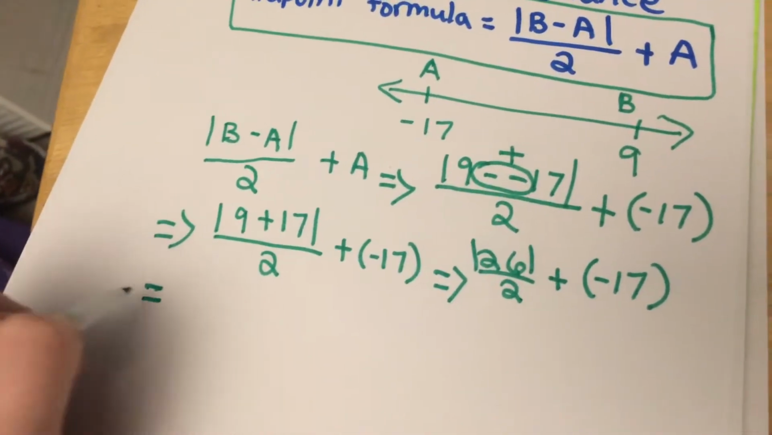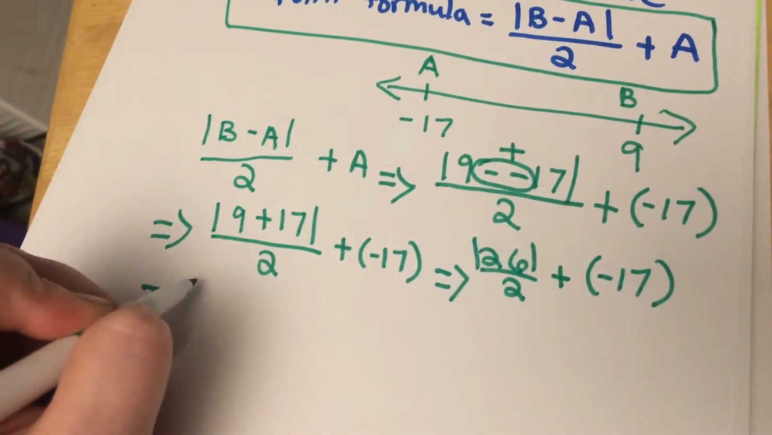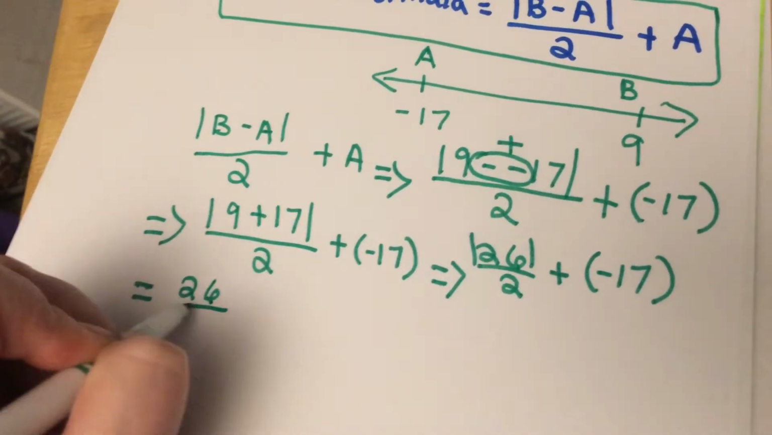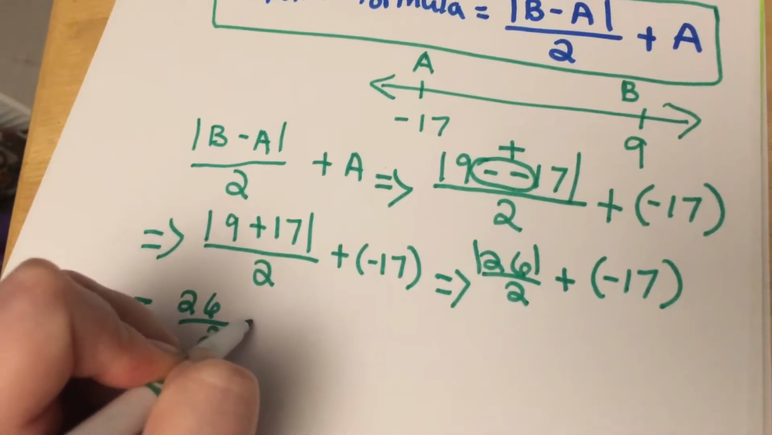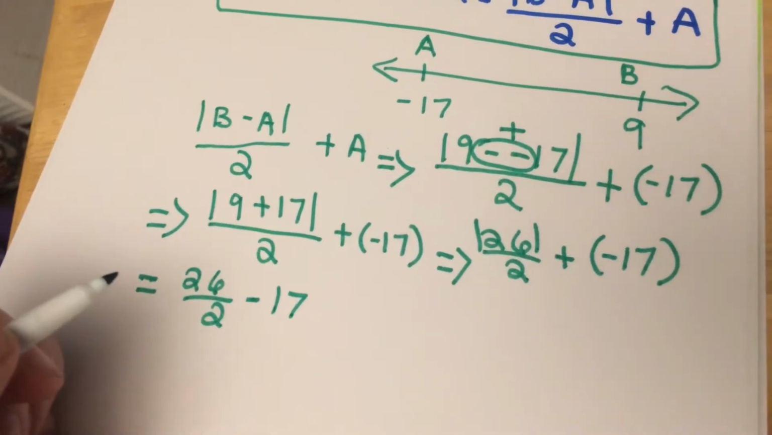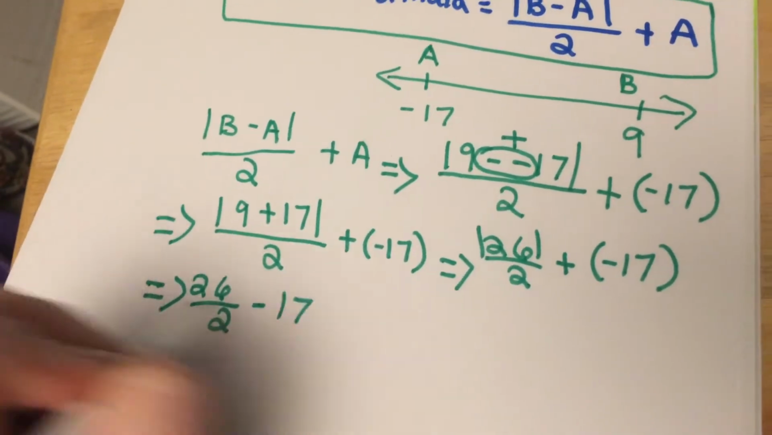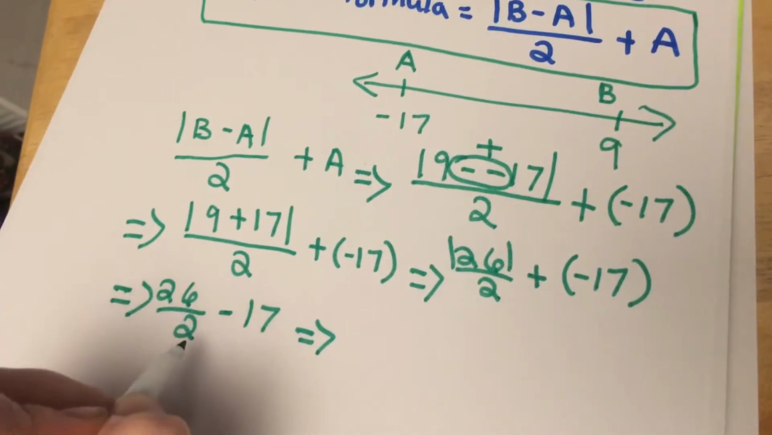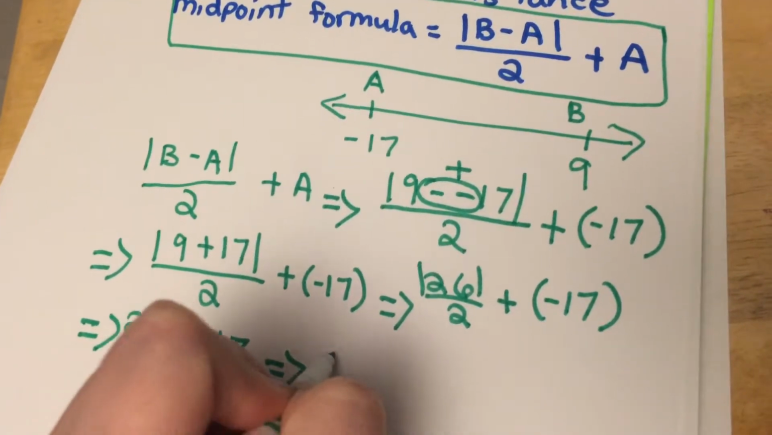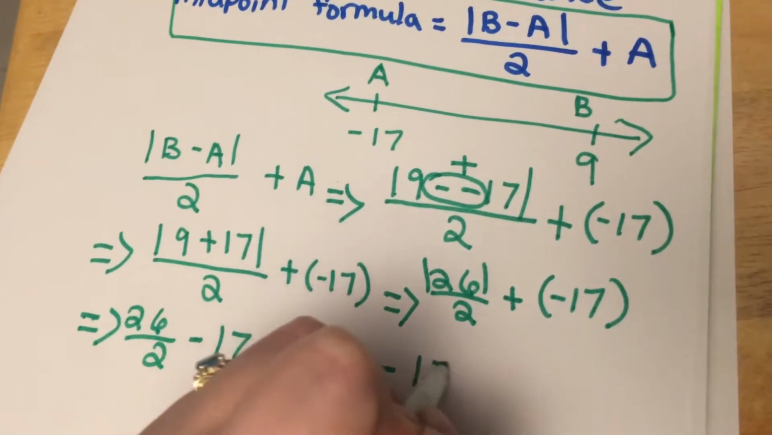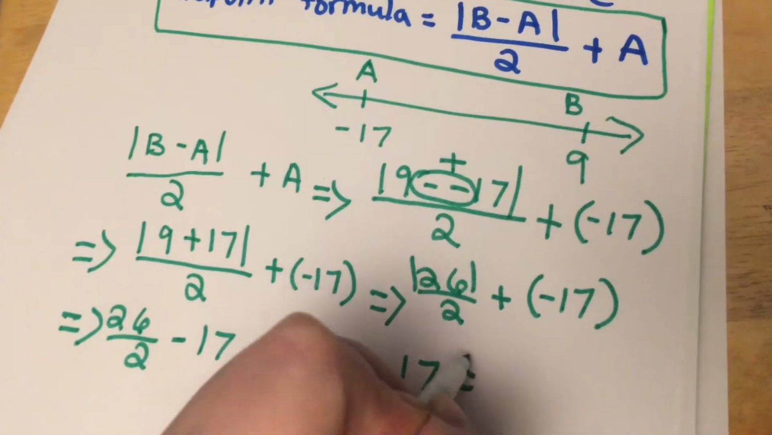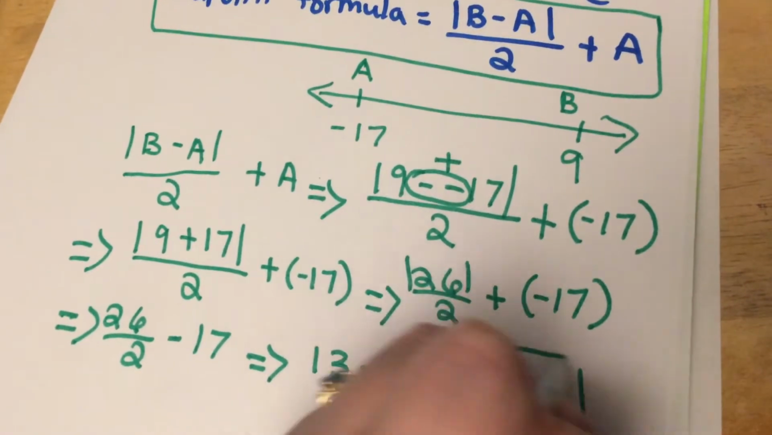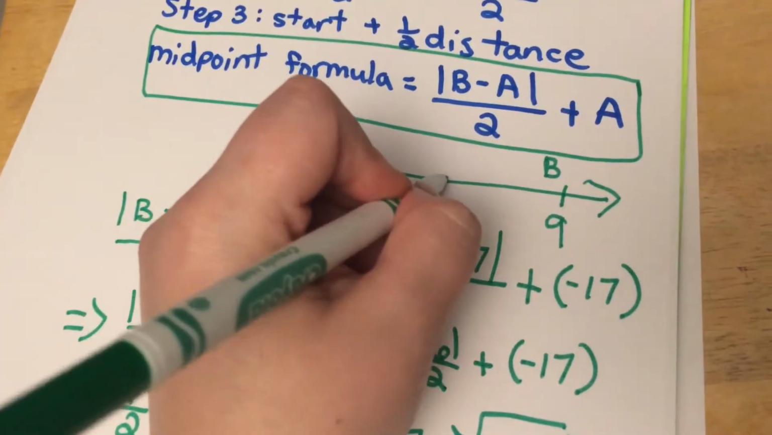Then our next step would be to simplify the absolute value. So the absolute value of 26 is 26. So we have 26 over 2 minus our 17. And then our next step would be to divide the 26 by 2, which is going to give us 13 minus 17. And 13 minus 17 is negative 4. So that means our midpoint is at negative 4.